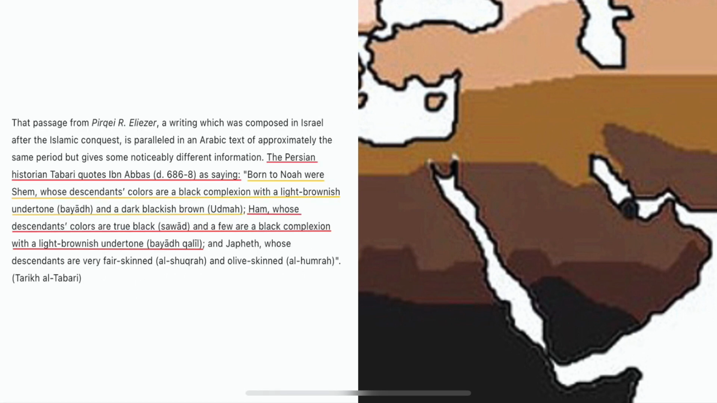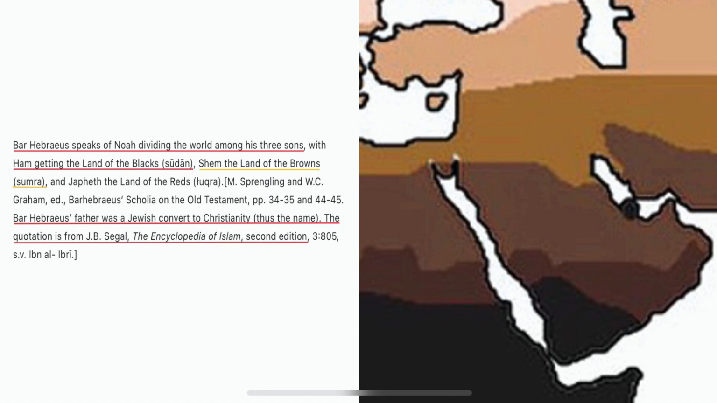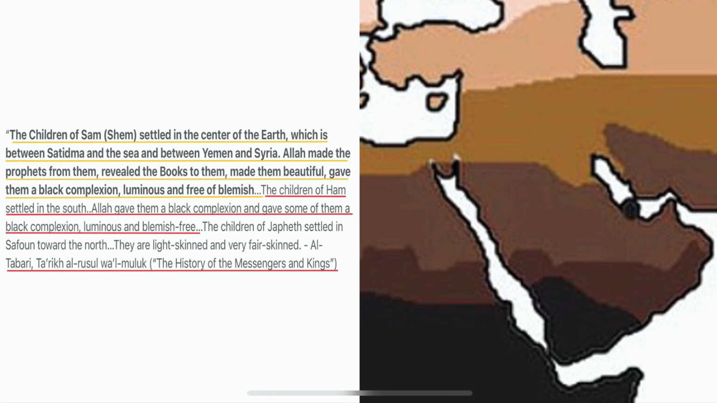And from the Persian historian Tabari, born to Noah were Shem, whose descendants' colors are a black complexion with a light brownish undertone and a dark blackish brown. And according to Bar Hebraeus, Shem, the land of the Browns. And according to the history of the messengers and the kings, the children of Shem settled in the center of the earth, which is between Satma and the sea between Yemen and Syria. Allah made the prophets from them, revealed the books to them, made them beautiful, gave them a black complexion, luminous and free of blemish.